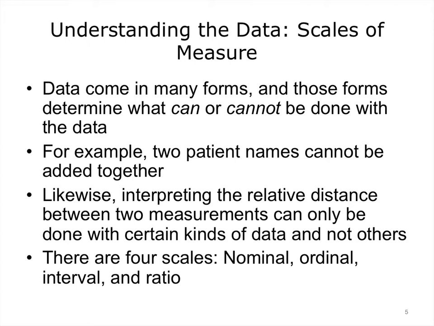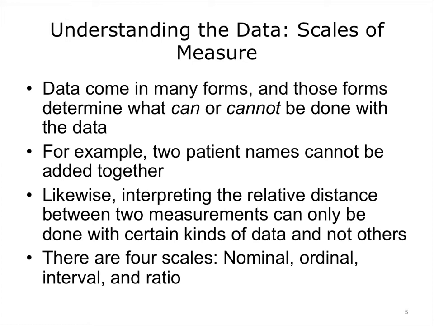Data come in many forms, and those forms determine what can and cannot be done with the data. For example, two patient names cannot be added together. It makes no sense to try to add the names John Doe and Maria Garcia together, or to try to add the data point eye color is blue from one patient to the data point eye color is brown from another patient. However, it can be very important to be able to graph a child's height over time, or to compare a patient's kidney function tests against their medications.